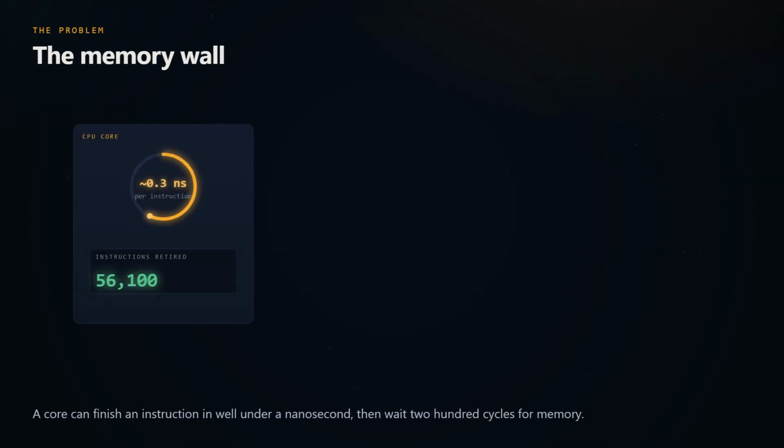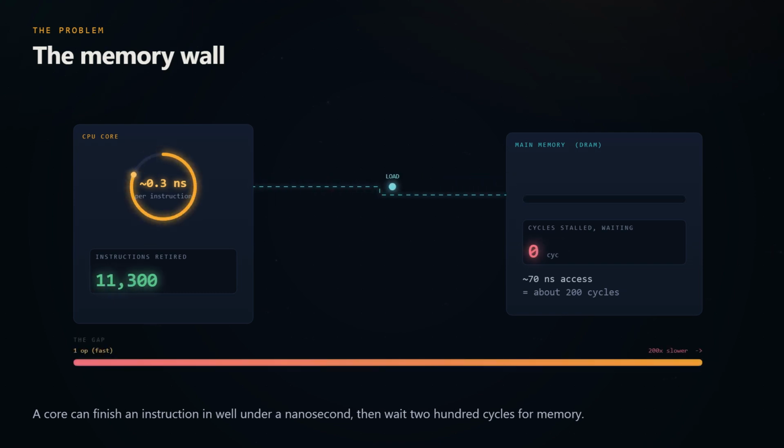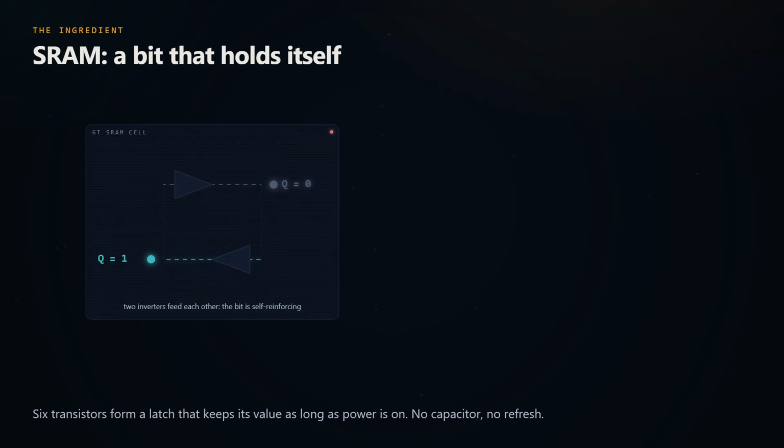Here is the problem in one picture. A modern core finishes an instruction in a small fraction of a nanosecond, but reaching out to main memory takes around 70 nanoseconds, roughly 200 clock cycles. Watch the cost. While the core could have retired hundreds of instructions, it just sits and waits. This gap, fast logic starved by slow memory, is called the memory wall, and everything about caching exists to hide it. To hide a slow memory, you need a fast one to put in front of it.